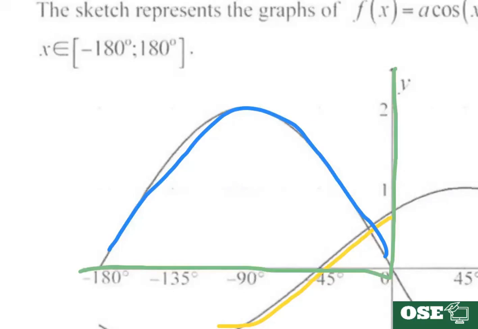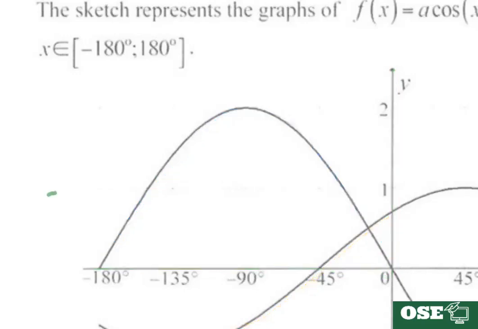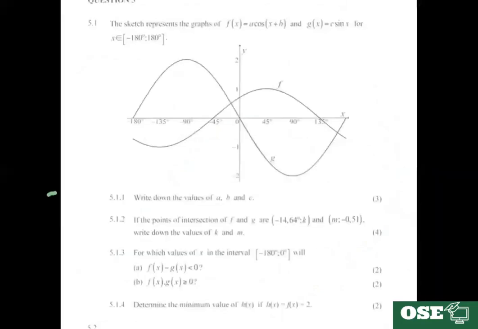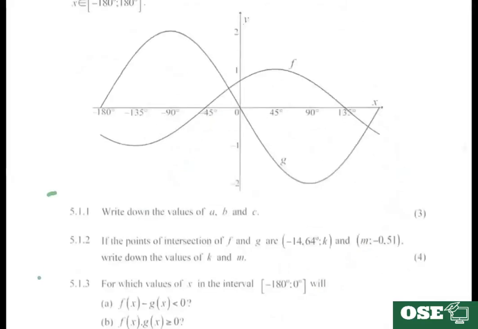Ma'am, I changed my answer. Okay, what is your new answer? g of x should be bigger. Okay, and at which point is g of x bigger in this graph? No, because the question is asking about x values. It's asking for which values of x. So at which point is g of x bigger than f of x?